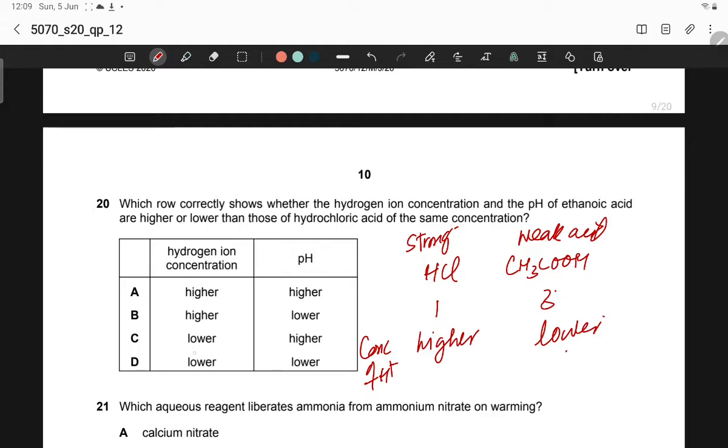So it is C: the hydrogen ion concentration and pH of ethanoic acid compared with the hydrochloric acid of the same concentration. The concentration of hydrogen ions is lower and the pH is higher. So this must be correct.